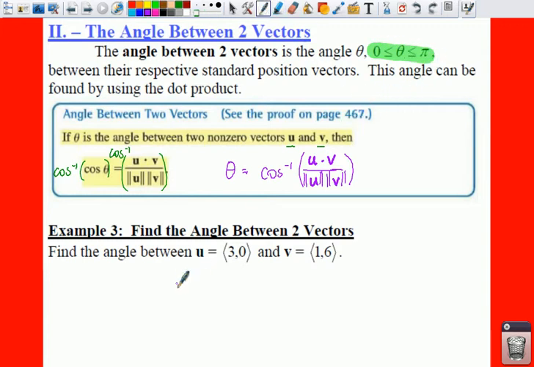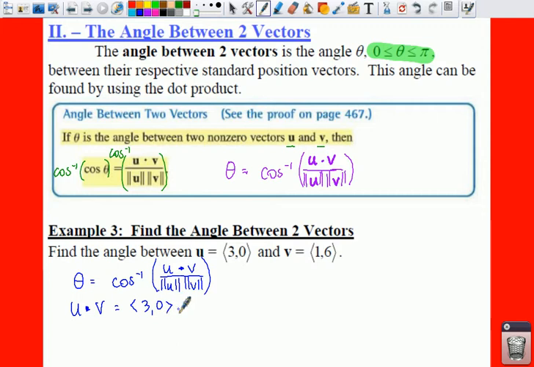So let's find the angle between u and v. So let's say we have our theta. This is going to be equal to the arc cosine of the dot product of u dot v all over the magnitude of u and the magnitude of v. So we had to find three things. We had to find our dot product of u and v.